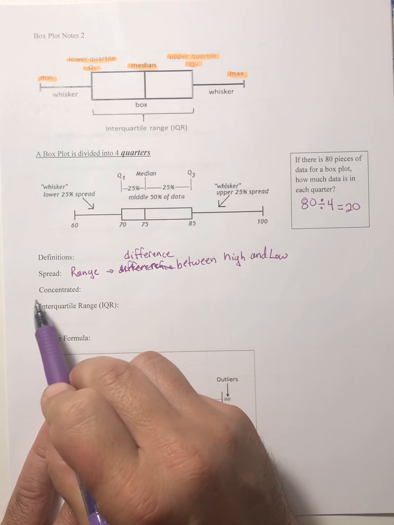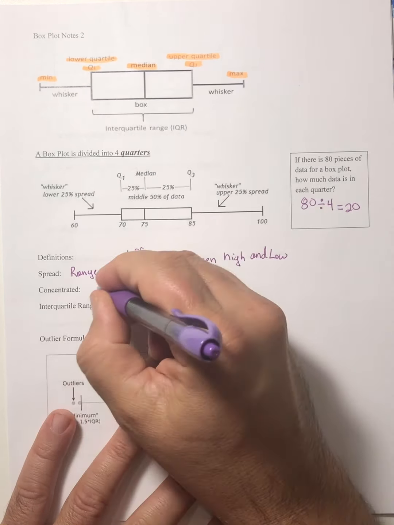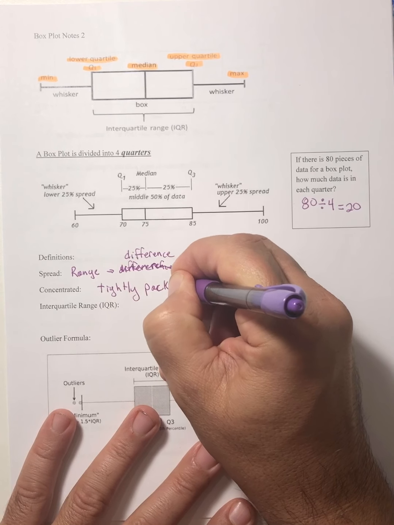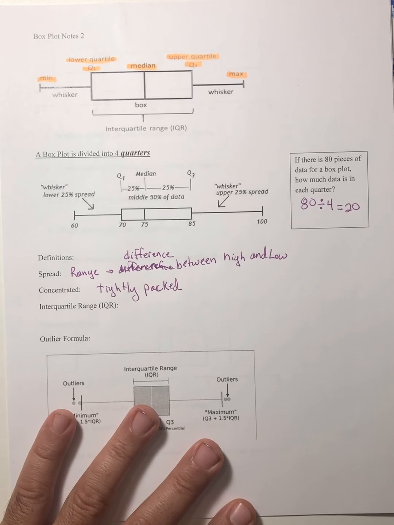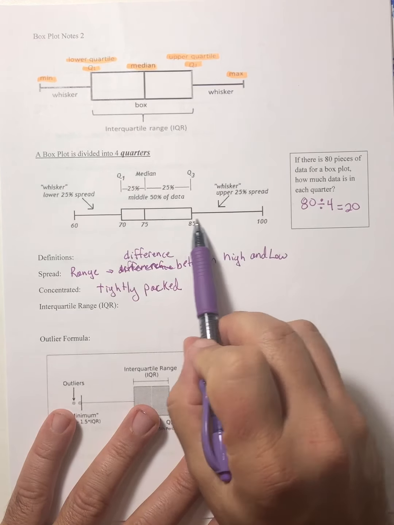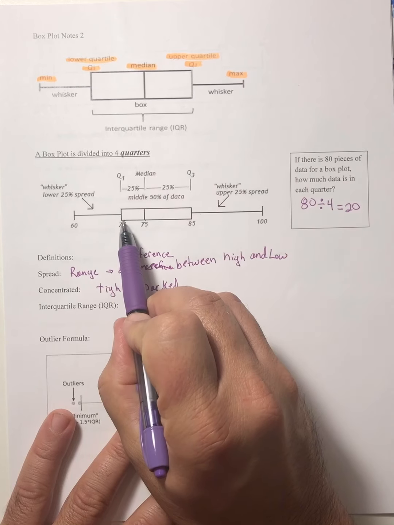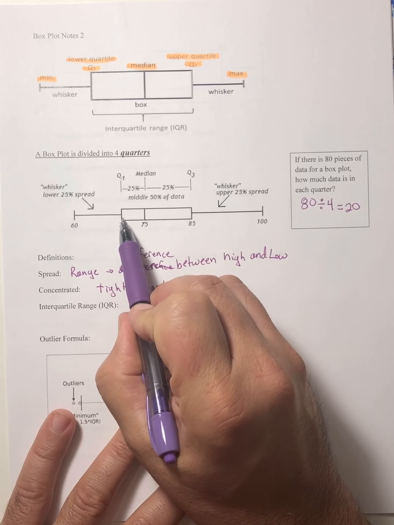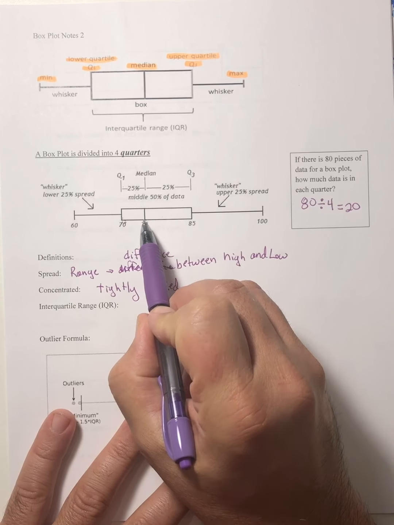If something is concentrated, that simply means tightly packed. In this chart, the region from 70 to 75 is tightly packed, because look at how close the first quartile and the median are. You have 20 pieces of data inside this little box, and look how tightly packed it is. That's why it's called concentrated.